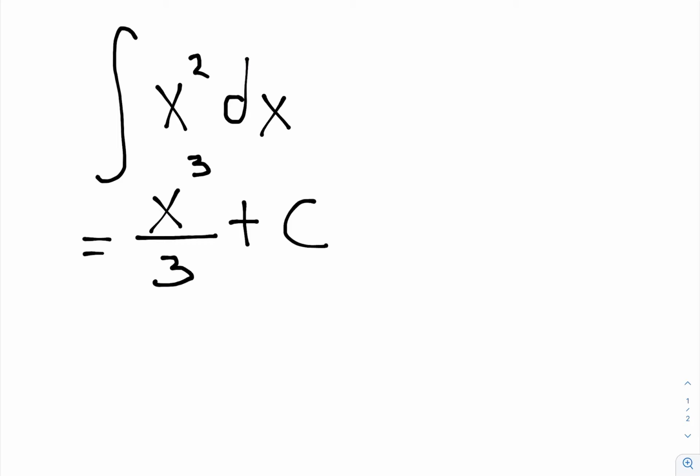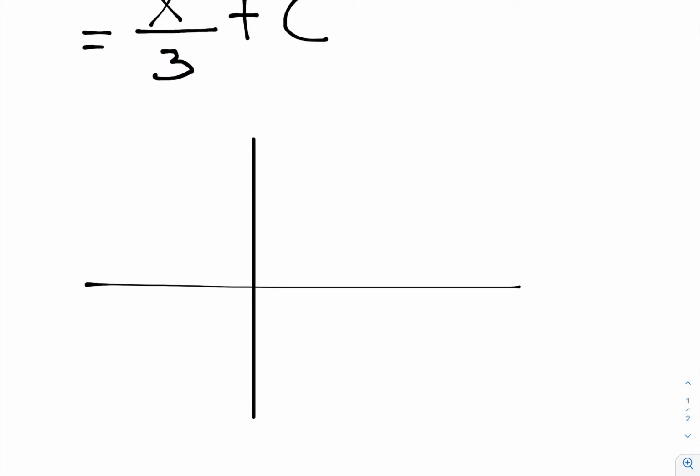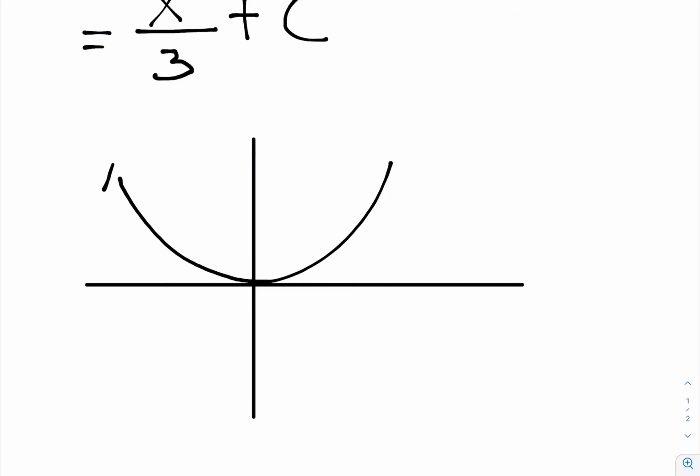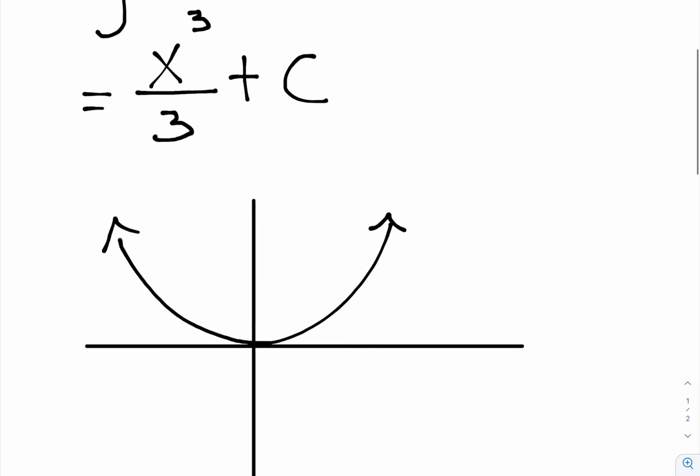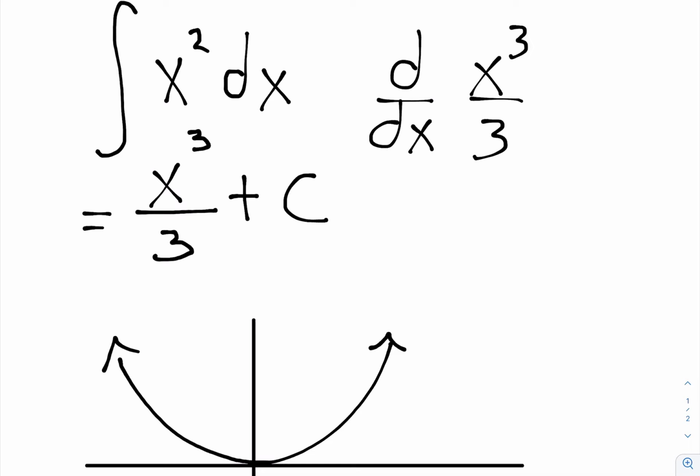So what this plus c means is if we have our function y equals x squared, it'll look something like this. If we integrate this function with respect to x, that basically means if we take the derivative with respect to x of x cubed over 3 plus c, this should equal what was inside the integral, because remember, integration and differentiation are inverse operations. So this should equal x squared.